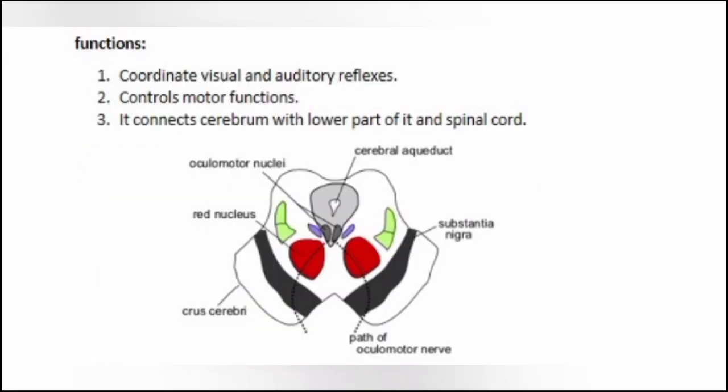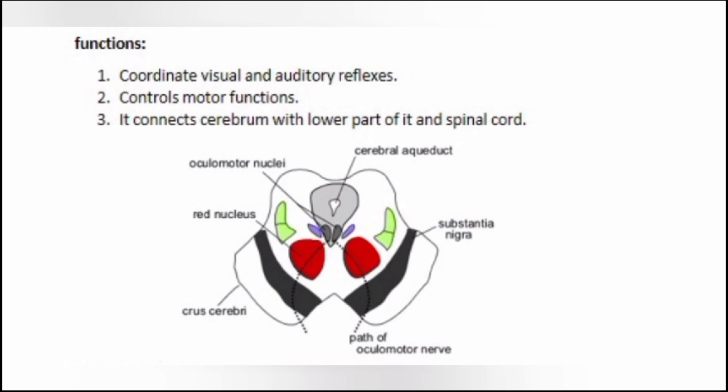Next is the functions of this midbrain. As we have learned in red nuclei, it just connects the information from the cerebrum and cerebellum, right? So it just connects the cerebrum with the lower part of it and spinal cord, and also it controls visual and auditory reflexes. So just imagine that here is the ear, and the eye is present in the middle of our brain. So we can control these things very easily. So just remember like that. So it connects cerebrum with lower part of the spinal cord. So it's very important, just remember that correctly.